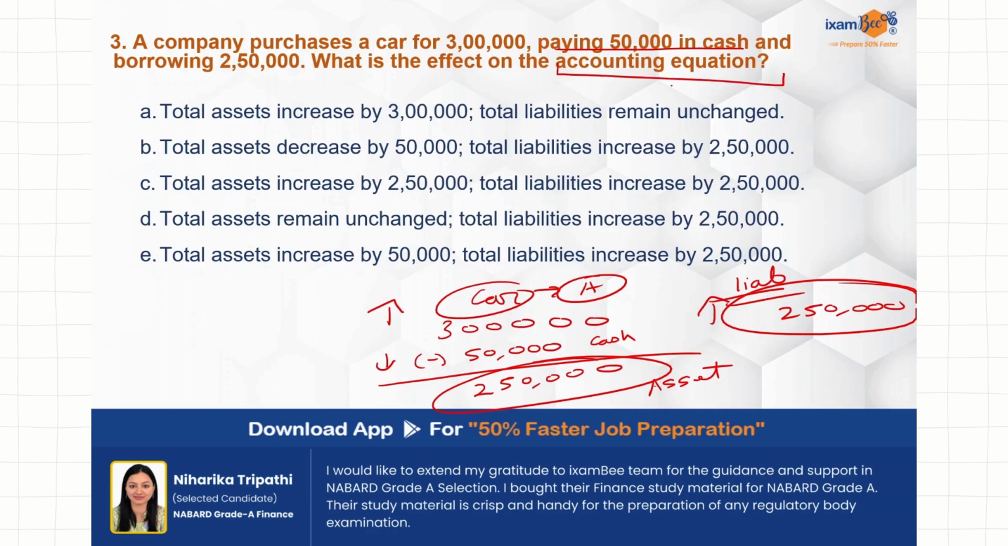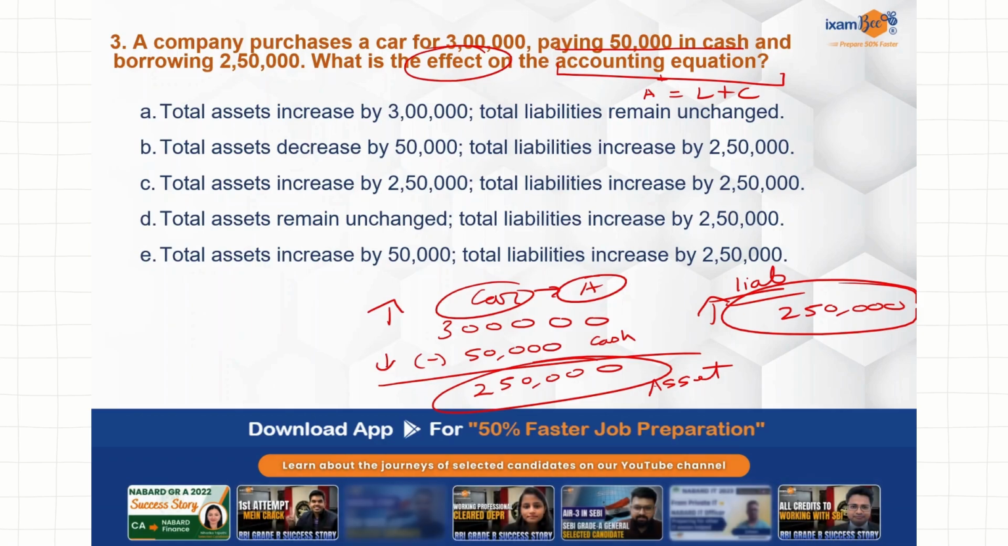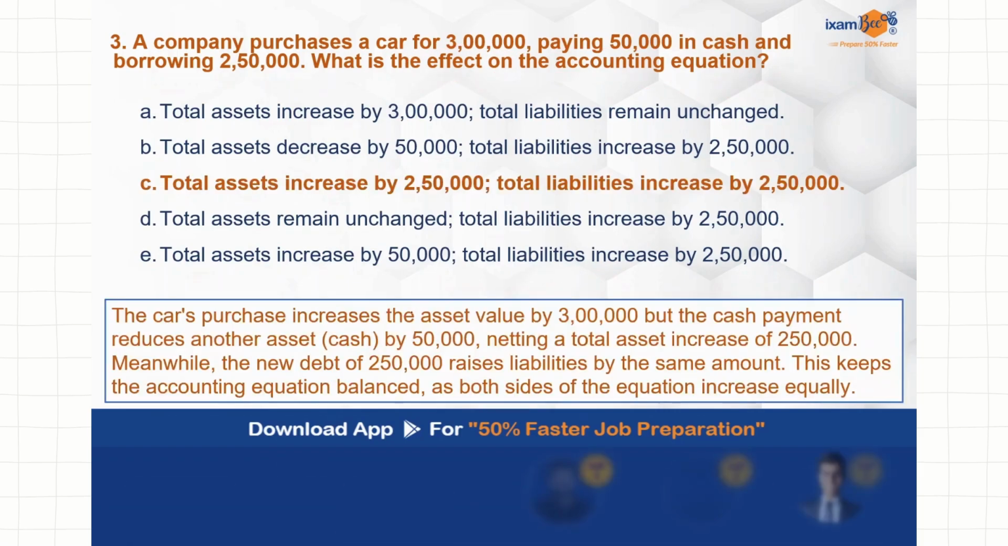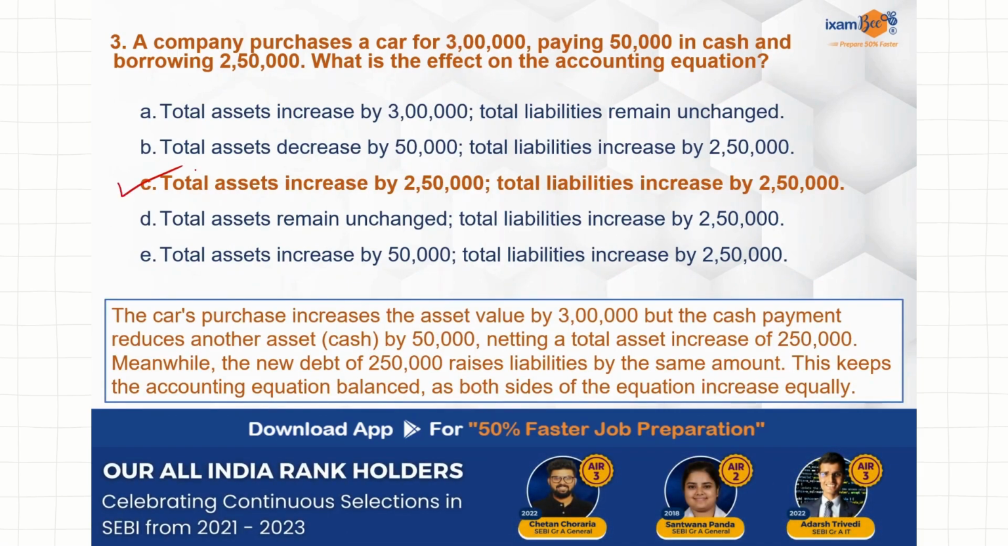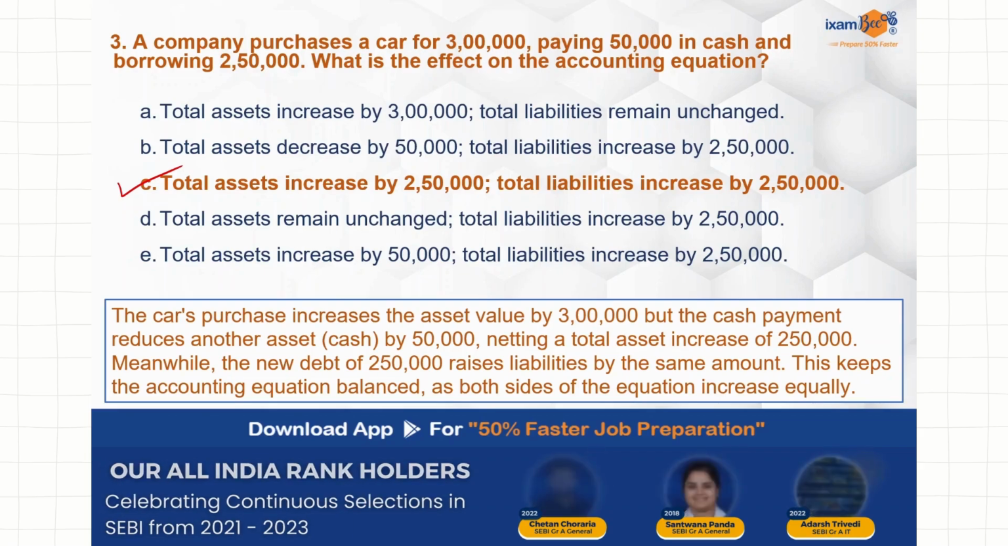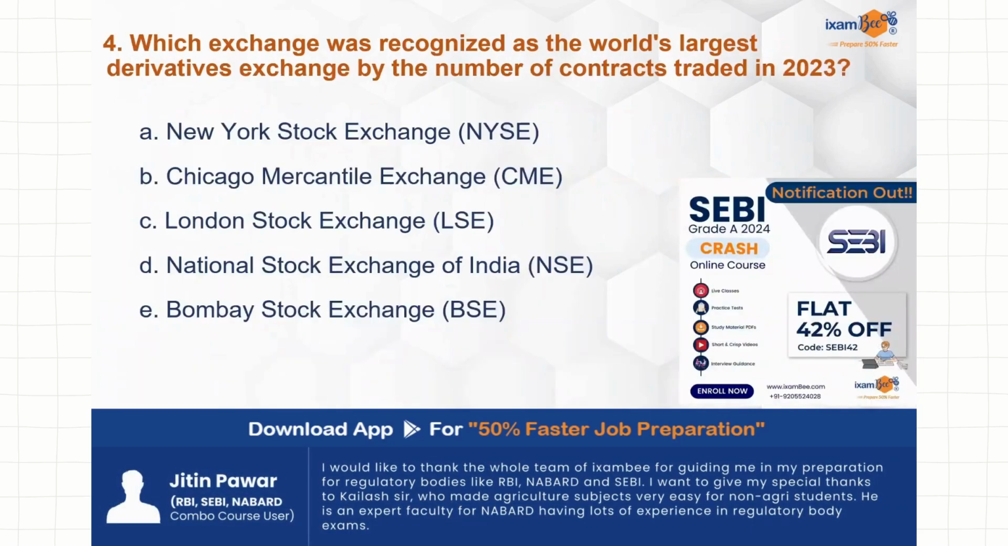This will be the net impact on my accounting equation. We all know that the accounting equation is nothing but asset is equal to liability plus capital. We discussed this in the first part of our video. In this question, we are evaluating the impact of this transaction on the accounting equation. So the net assets will increase by 2,50,000 and the liabilities will also increase by 2,50,000. So C is the correct choice here. The basic accounting chapters should be very strong for you. A lot of questions will come from them in the examination.